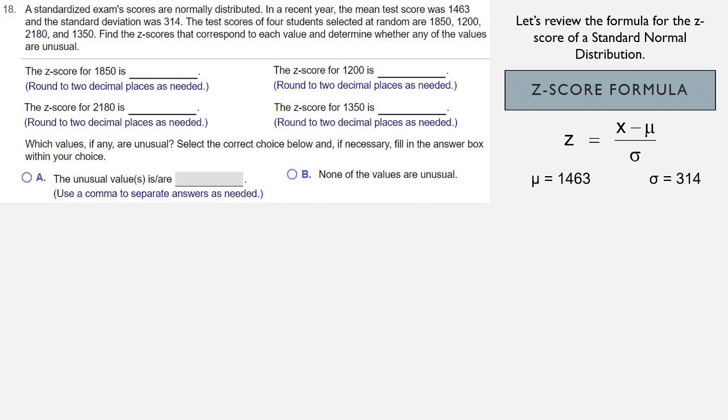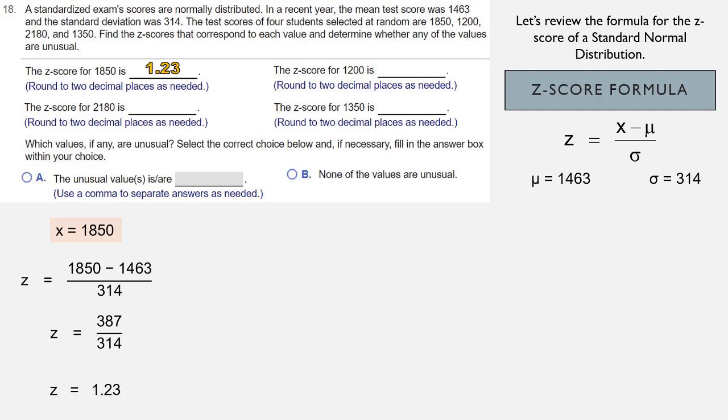So the first x value was 1,850. Inserting these three values for x, mu, and sigma into the z-score formula, we get that z equals 1850 minus 1463 over 314. Which equals 387 over 314, and the z-score, rounded to 2 decimal places, is 1.23.